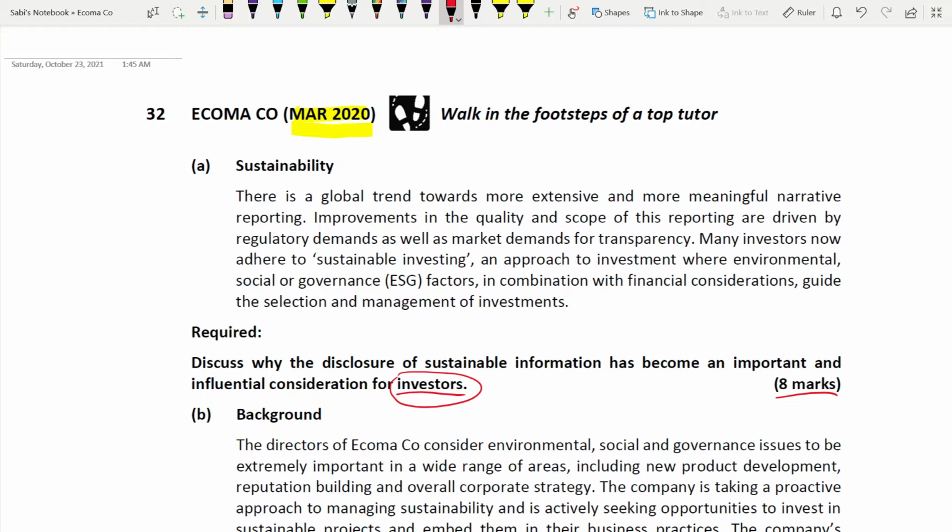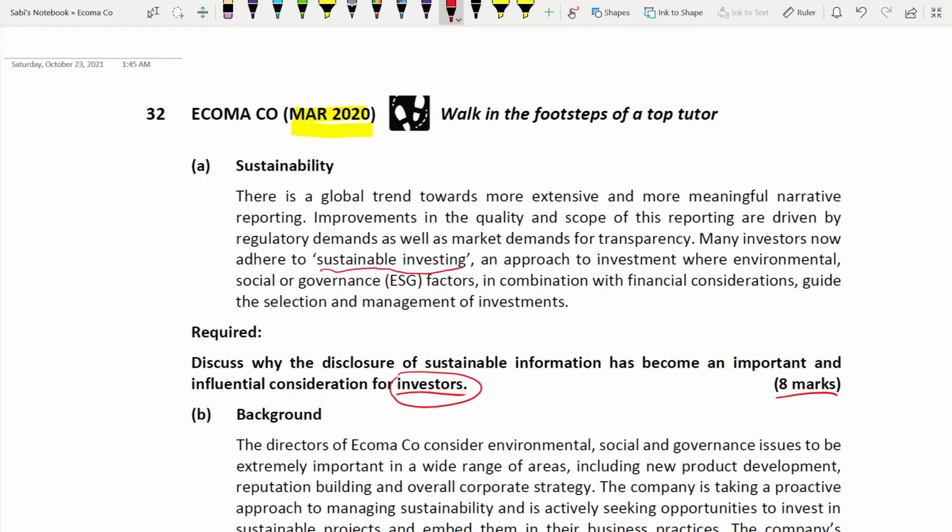Now let us come back to the question. There's a global trend towards more extensive and more meaningful narrative reporting. Sustainability is more narrative than numbers, okay? And extensive also. Improvements in the quality and the scope of this reporting are driven by regulatory demands as well as market demands for transparency. Regulators are demanding as well as the market, the investors. So things are more transparent. Many investors now adhere to sustainable investing.